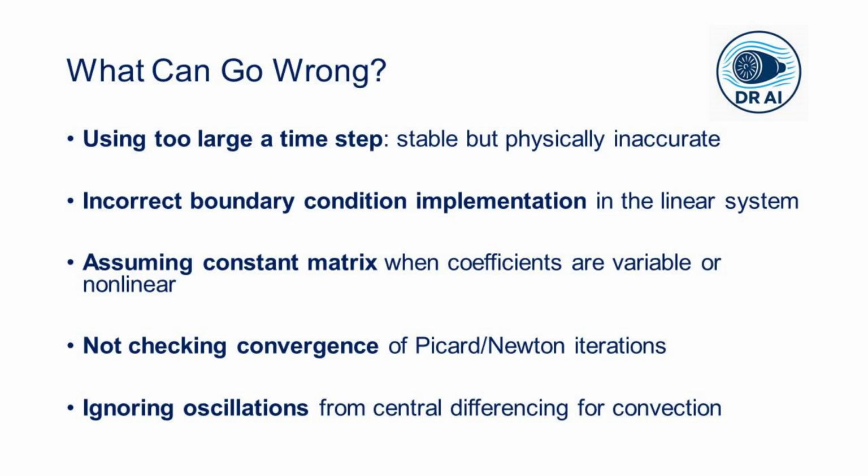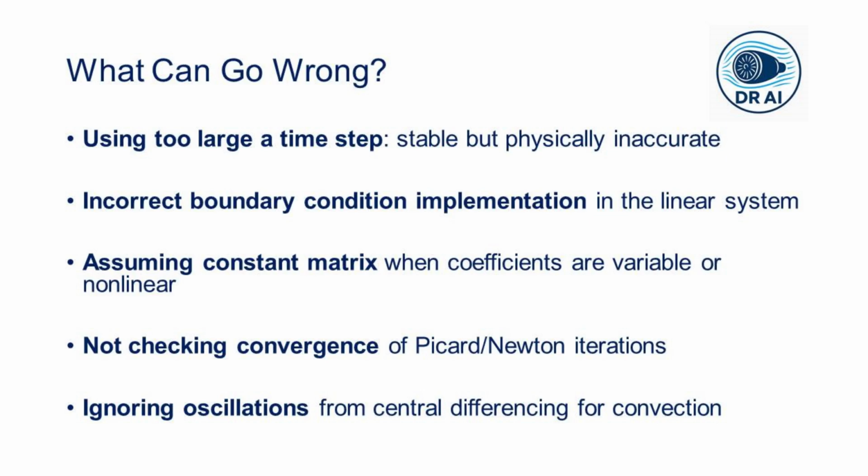The third type of pitfall is assuming that the matrix is constant when it's not. For variable coefficients or nonlinear problems, you must rebuild the matrix or its preconditioner at each time step or each iteration. Overlooking this can lead to incorrect results.